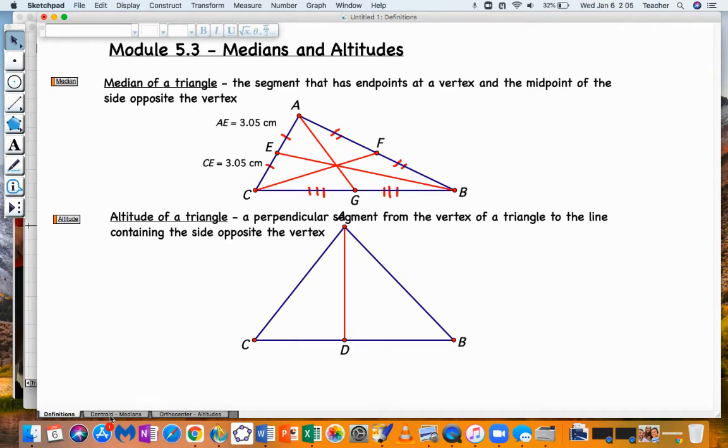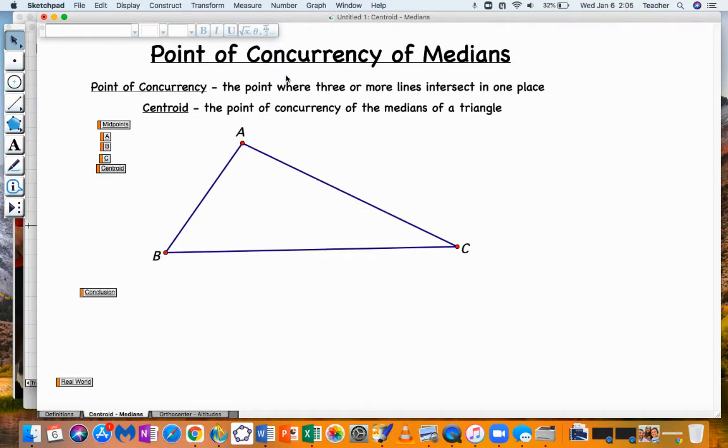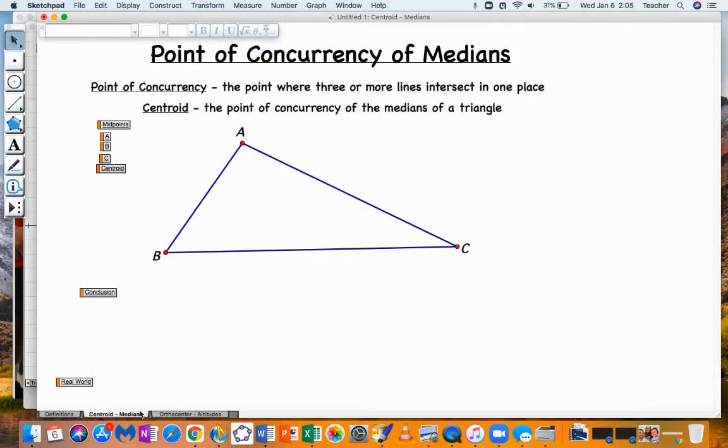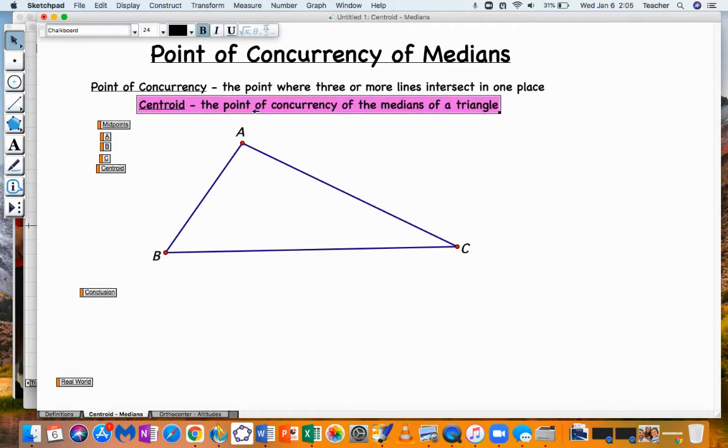Now we can move on. Point of concurrency of medians. The point of concurrency means the point where three or more lines intersect in one place. We just saw in the previous slide where these three medians meet. This is going to be the point of concurrency. Specifically, what that's called is the centroid. So the point of concurrency of the medians is the centroid.